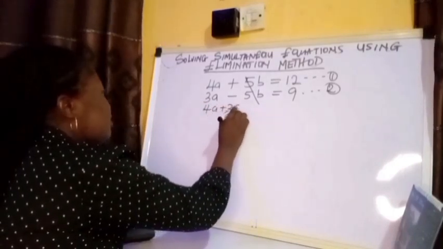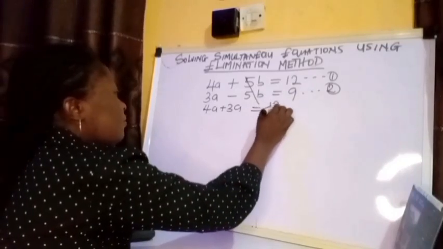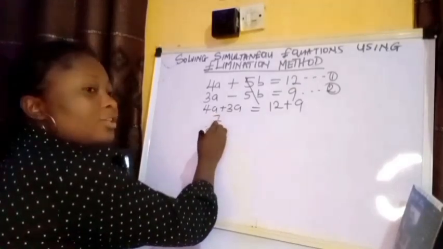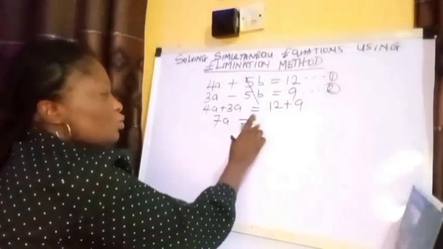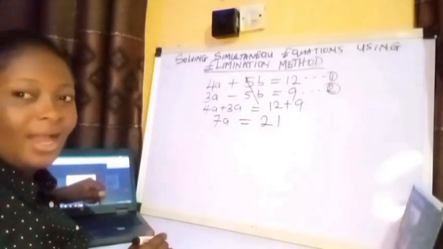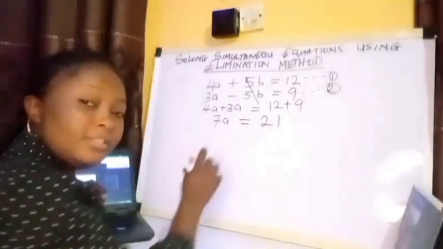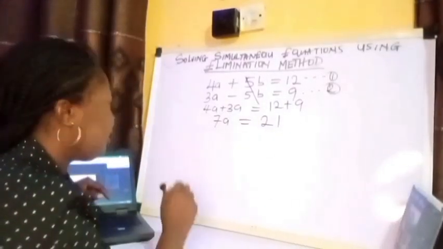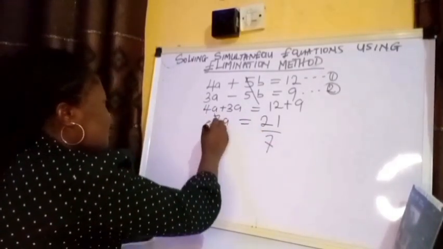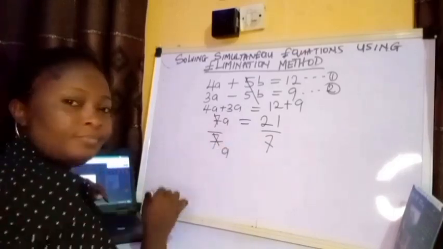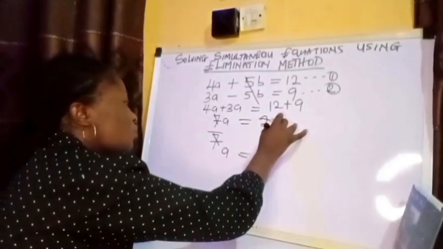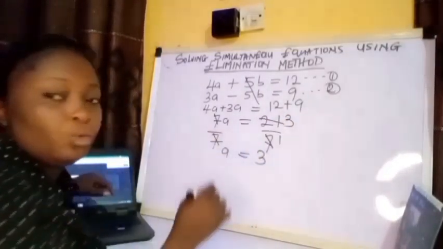In adding these equations, we have 4a plus 3a is equal to 12 plus 9. 4a plus 3a will give us 7a is equal to 12 plus 9, which gives us 21. At this point, we are going to divide both sides of this equation by the coefficient of a, which is 7. So we divide through by 7 over 7. 7 cancels 7, a will be remaining, and 7 into 21 gives 3. Our a is equal to 3.